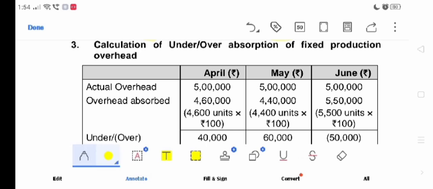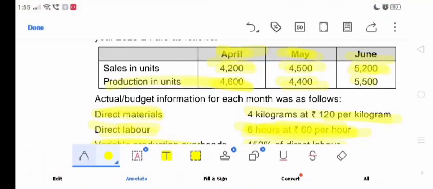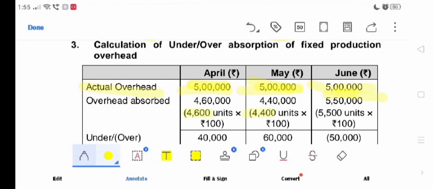See here, for April, May and June also, they have given 5 lakhs as fixed production overheads, right? So fixed is always fixed, 5 lakh, 5 lakh, 5 lakh, right? So for April, how many units are produced? 4600, and 4400 for May, 5500 for June, right? These are the production overheads only, no? So production units only we have to take: 4600, 4400 and 5500.